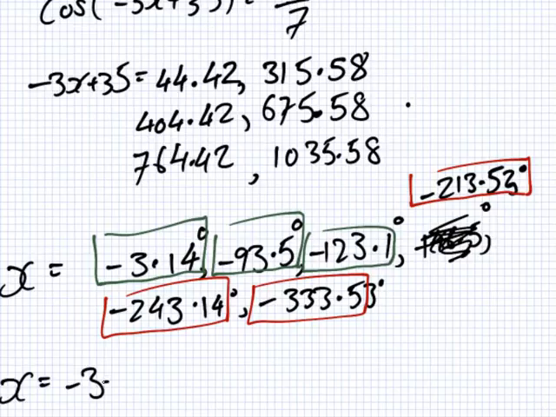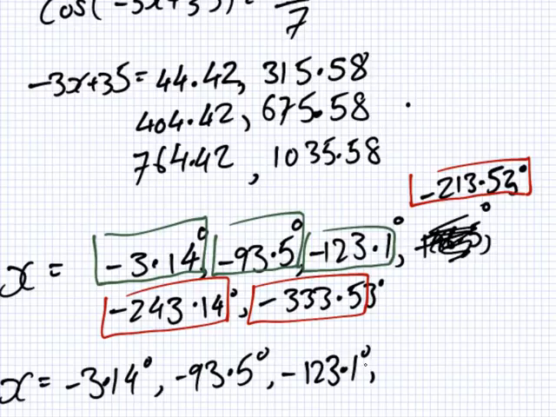So we have minus 3.14 degrees, minus 93.5 degrees, minus 123.1 degrees. Now if I add 360 to the minus 213, you get 146.5. But that's not what I wanted. Which one is wrong now? Nothing. The final answer is 146.5. For this one? Yeah, you add 360. Oh, I see what you mean now, okay. 146.5.